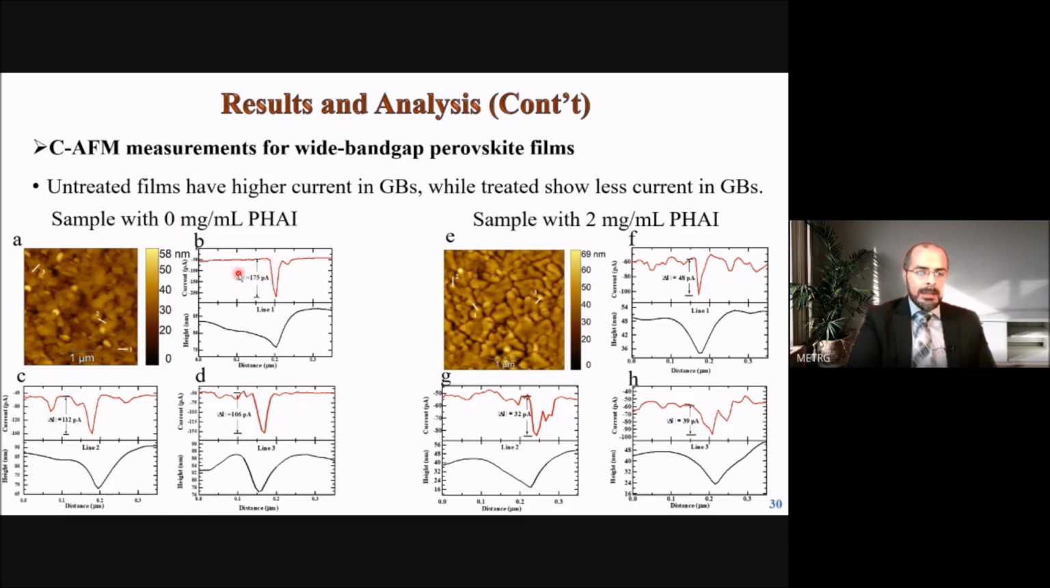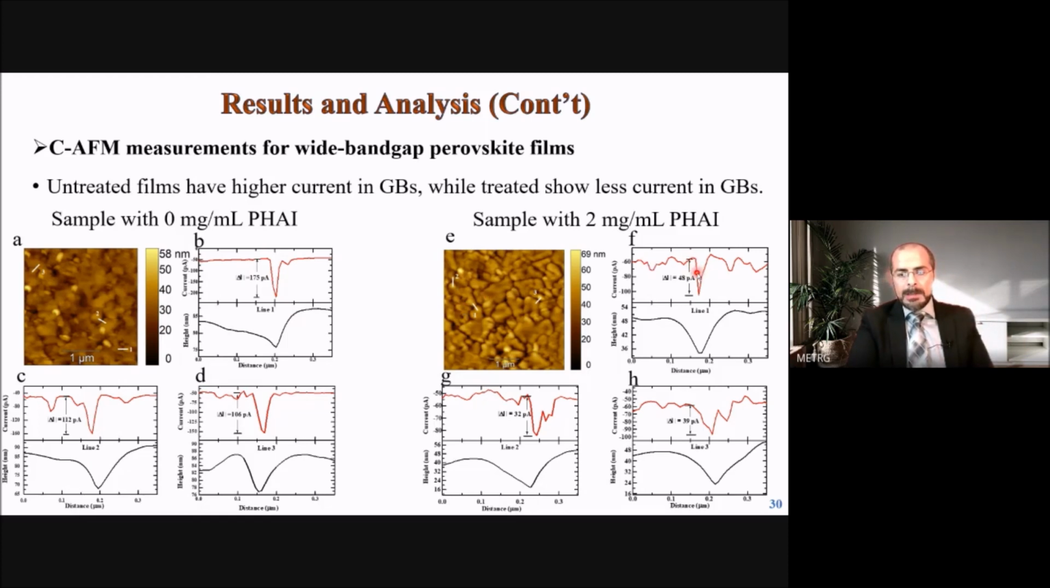The left side represents 0 milligrams per milliliter PHI. We don't have PHI on this side. For the 3 points, we have different values, but they are very high. But for the optimal condition, we have different values. Again, we choose 3 points going from one grain to another grain, crossing the grain boundaries.